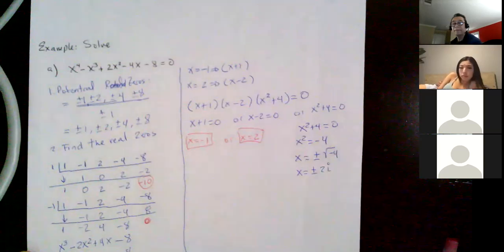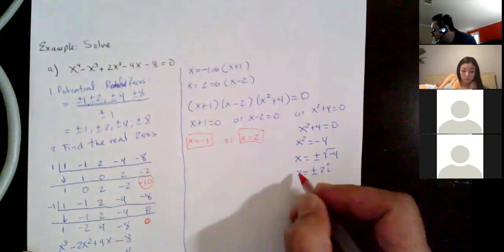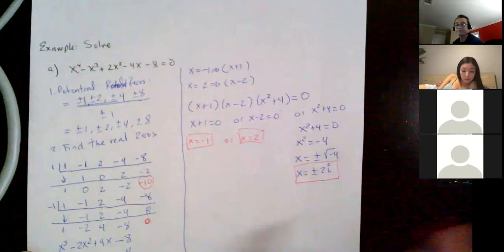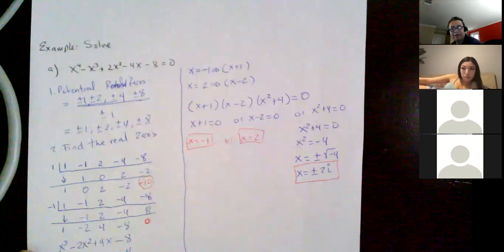It means that we have two real number solutions, x equals negative 1 and x equals 2, and two imaginary solutions. So that would be the answer. Is that clear, you guys? The process that it takes in order to solve or to factor polynomials of degree more than 2, you guys. These are the steps.